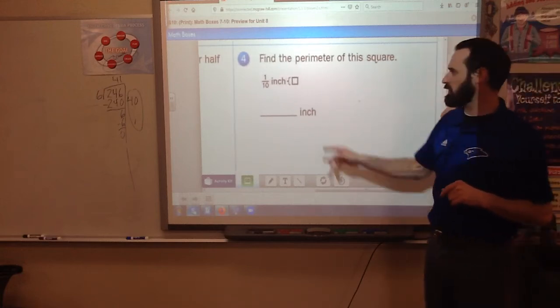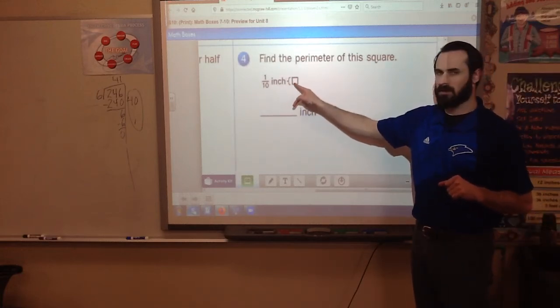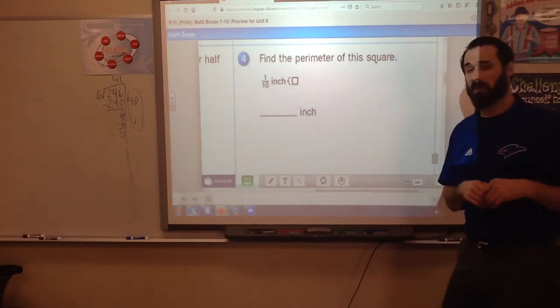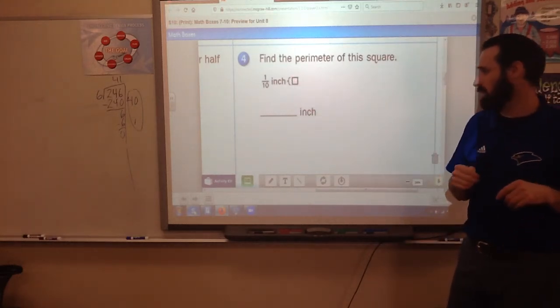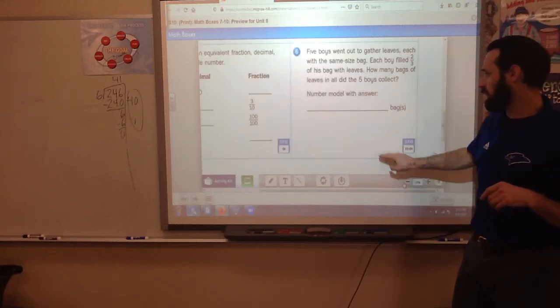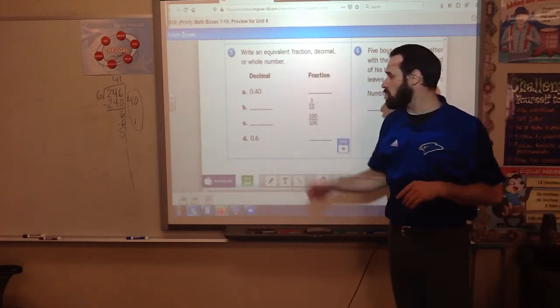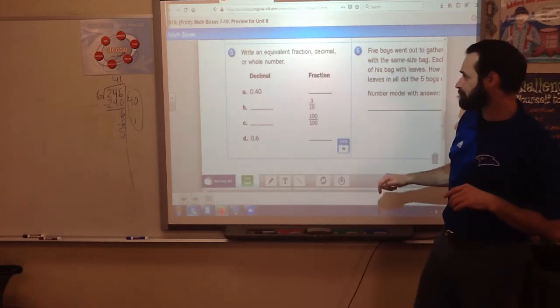They want the perimeter of this square. This side right here is 1/10 of an inch. So what's the perimeter? And that's where you got to remember the difference between perimeter and area and what the equation is for that. Over here, I'm going to do A and B right now. You're going to do C and D.